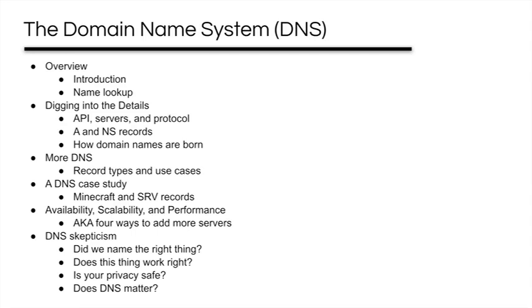We're going to start out with an overview of the ideas and how name lookup works at a very high level. And then we'll get into some of the details that support DNS's core mission. We'll talk a bit about the API that you can use to interact with it, about the servers that support it, and about the protocol itself. We'll talk about the two most important types of information in DNS, the A and NS records. And then we'll talk a bit about how domain names are actually created. The next video will then go much broader and look at other use cases for DNS than its core one, and the various record types involved.